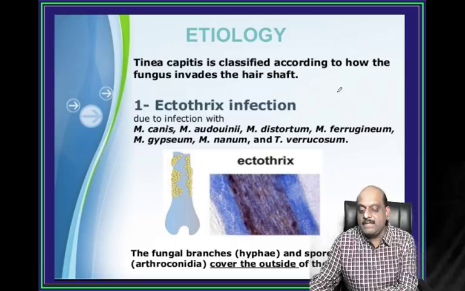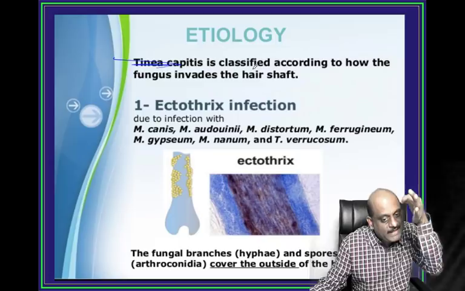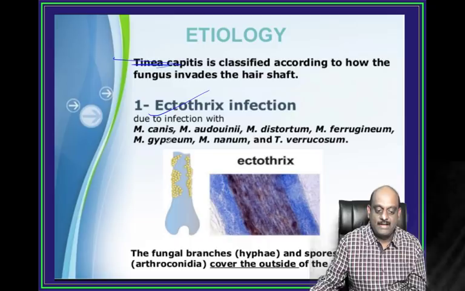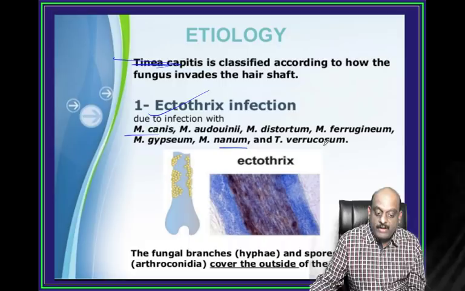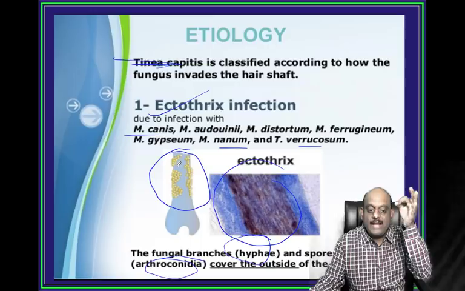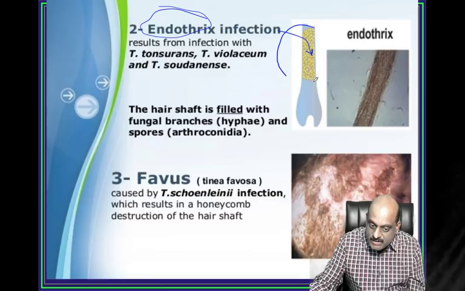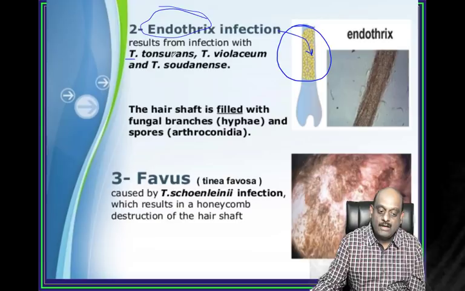Now, tinea capitis is classified according to how the fungus is invading the shaft of the hair. Accordingly, it is called ectothrix infection, typically caused by Microsporum canis, nanum, verrucosum. So the fungal branches, hyphae and spores, cover the outside of the hair. That is typically called ectothrix infection. Then endothrix infection, where do you see? Typically, the hair shaft is filled with hyphae and arthroconidia. Trichophyton tonsurans, violaceum, they all are endothrix.